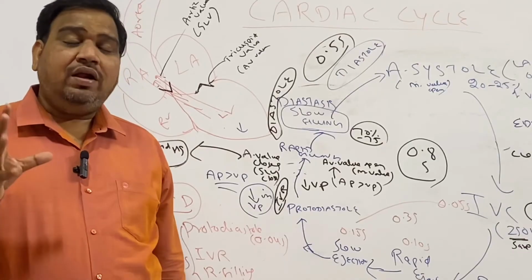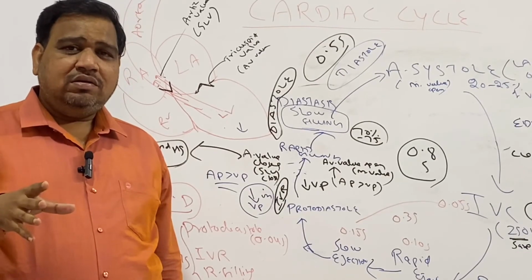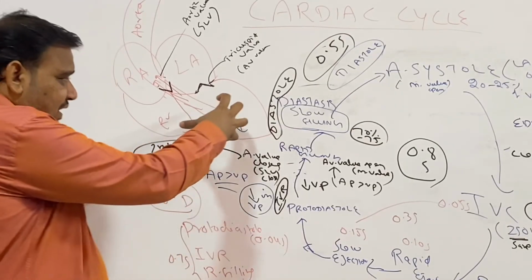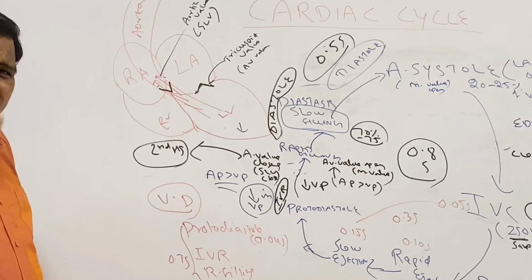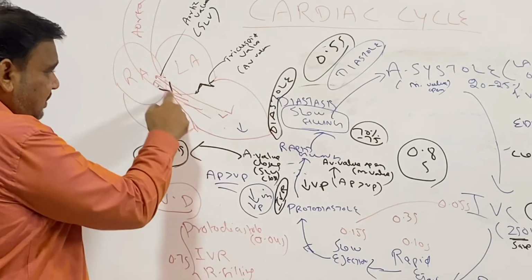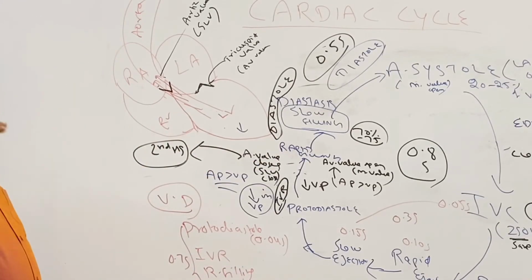Now next question. During the ejection phase, what happens to the pressure in the ventricle? Increases or decreases? Simple. During the ejection phase, when the ventricle is contracting, the pressure starts increasing. Because of this increase in pressure only, this valve opens. This aortic valve opens and the rapid ejection, slow ejection phase starts. So like that, you should be now able to answer.